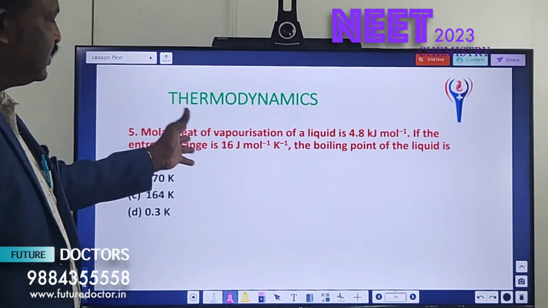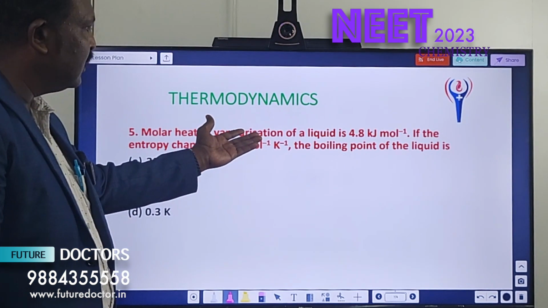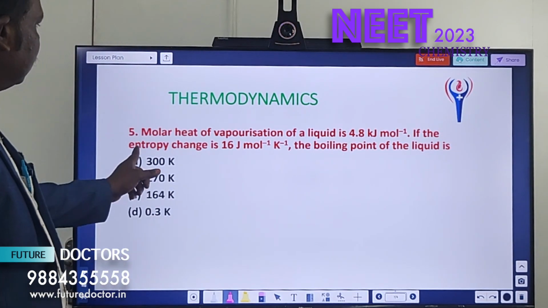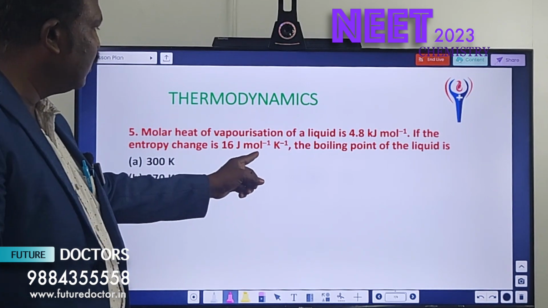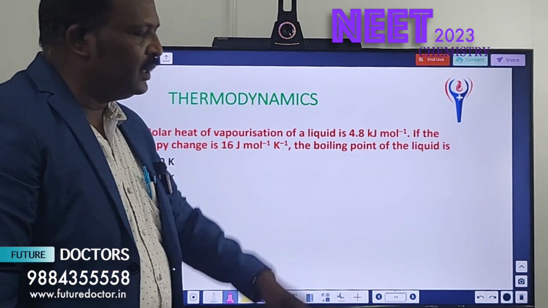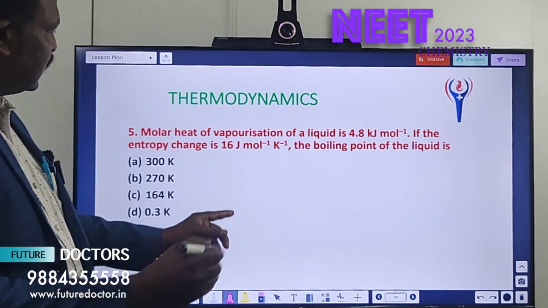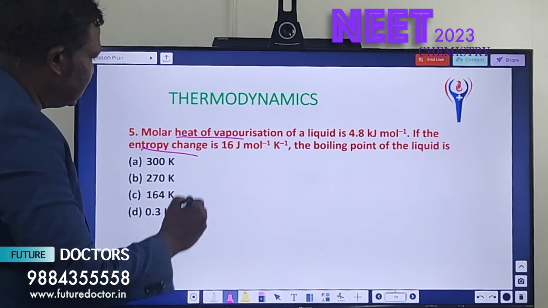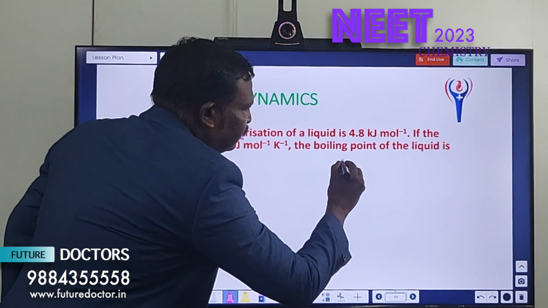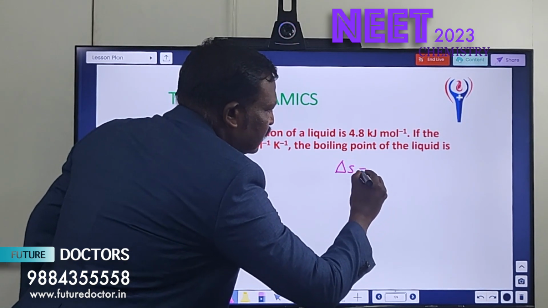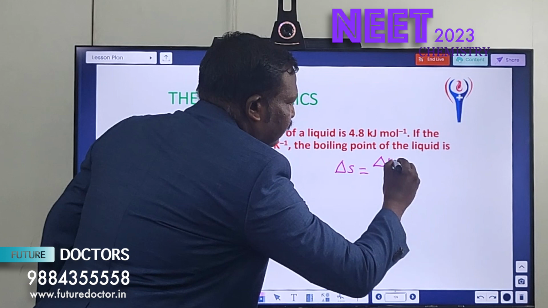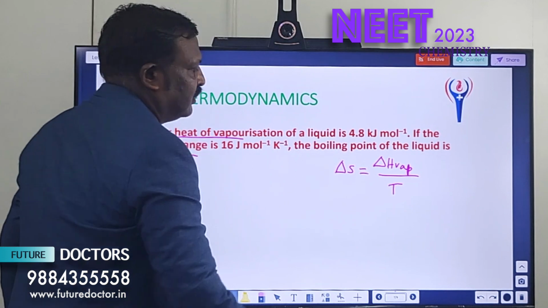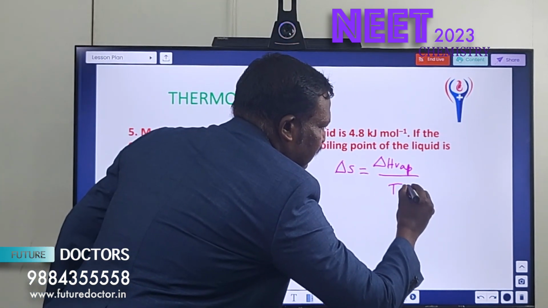This is also a formula-based, very simple one. The molar heat of vaporization of a liquid is 4.8 kilojoule per mole. If the entropy change is 16 joule per mole per Kelvin, find the boiling point of the liquid. There is a relation between entropy change and molar heat of vaporization: del S is the enthalpy of vaporization divided by the temperature in Kelvin. That's the formula.